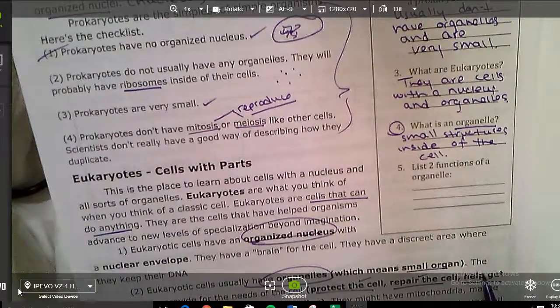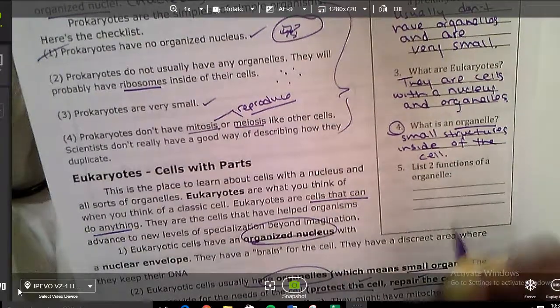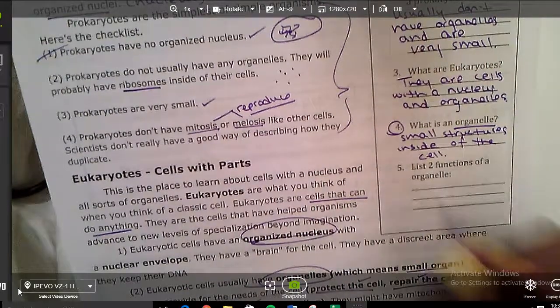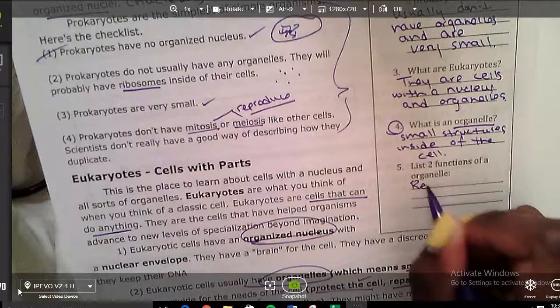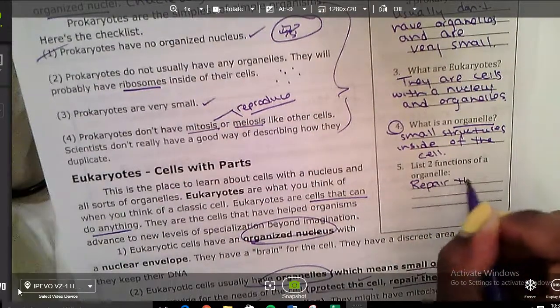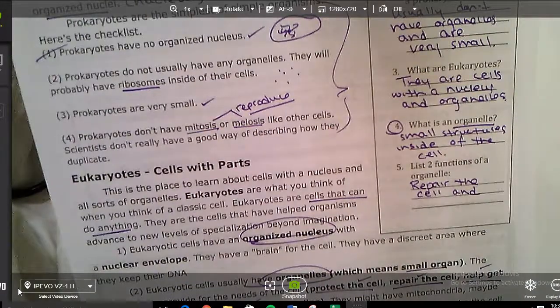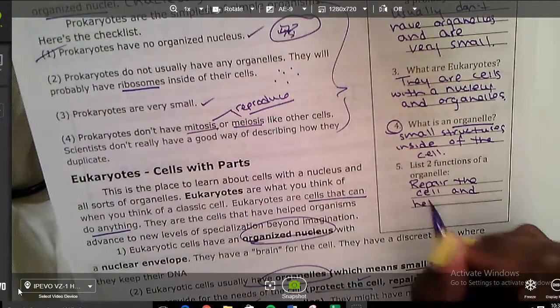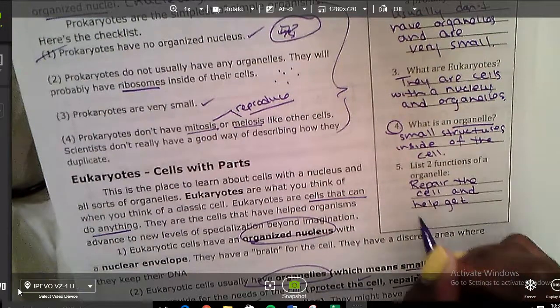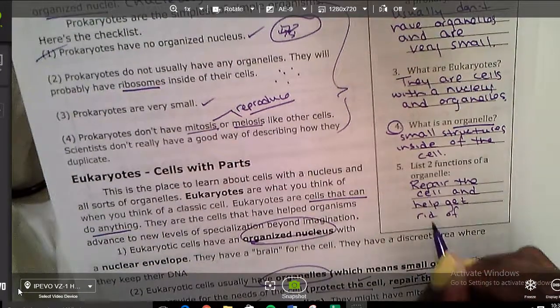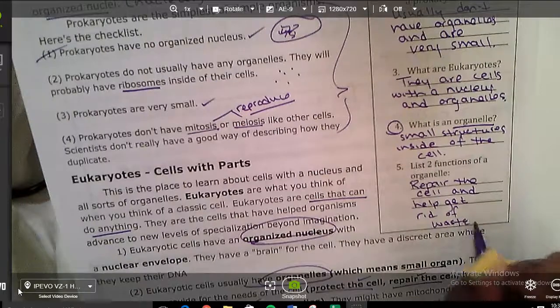It says list two functions of an organelle. They give us one, two, three, four. We're just going to write down two. So we're going to say repair the cell and help get rid of waste. Awesome.